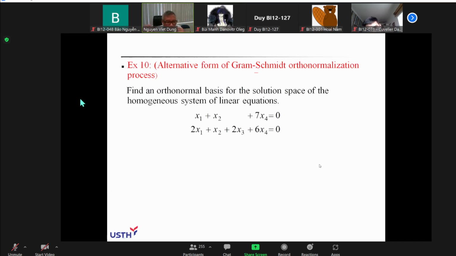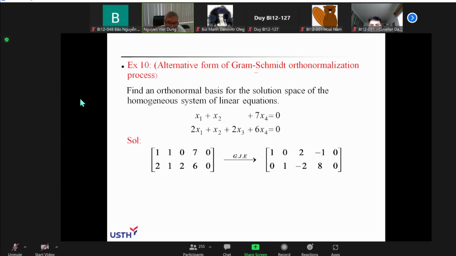Another example for you. Sometimes you are required to find an orthonormal basis for some concrete subspace. And here in this example, you are given a system of linear equations. First, you need to find the solution space, and then you need to find an orthonormal basis for the solution space. Then, how can you do it? The first step, you apply Gauss-Jordan elimination to find the solution space.